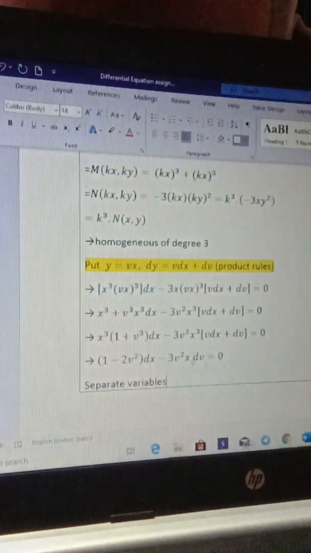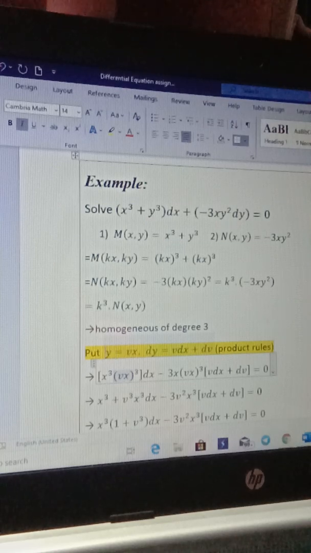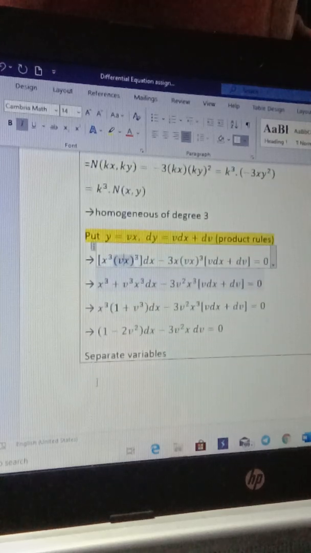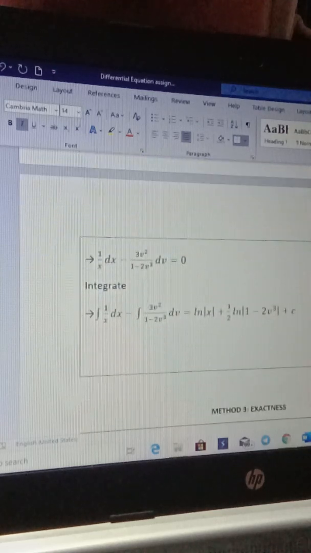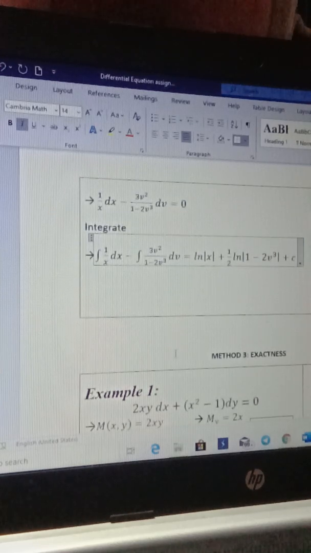Then from this equation we substitute y equals vx into the equation. After we expand it, we need to separate the variables and we will get the exact answer. For most of the methods, we need to use integration. For method 3, I will explain in another video.